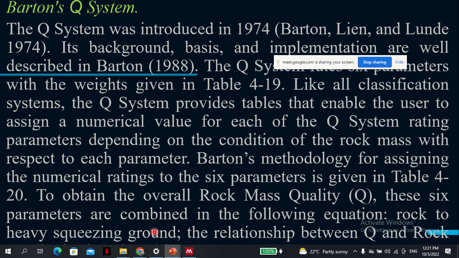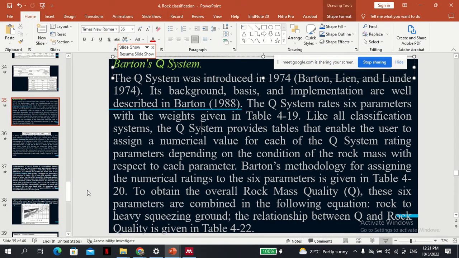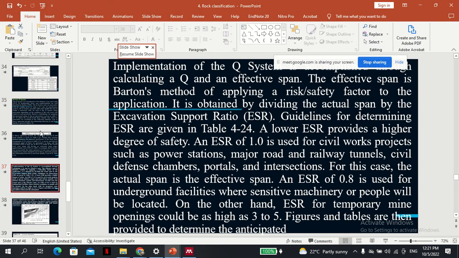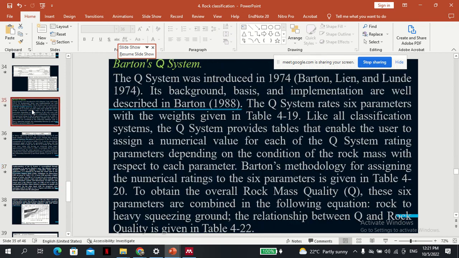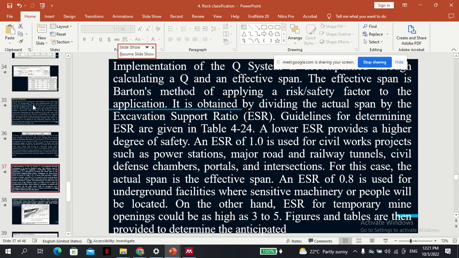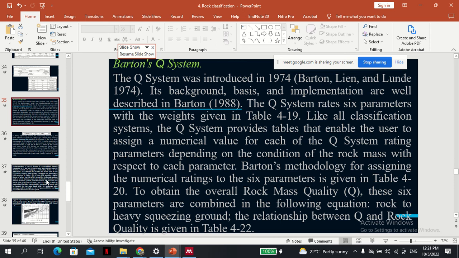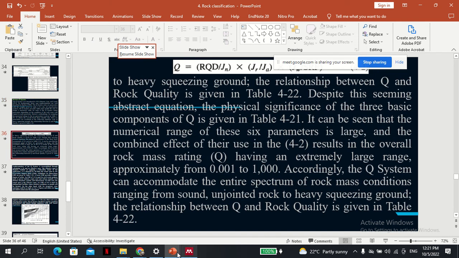Rock due to heavy squeezing, ground relationship between. Anyway, this is supposed to take care of what is called the stress condition. You will see there's a factor in it that takes care of the stress condition. In fact, this is the equation.